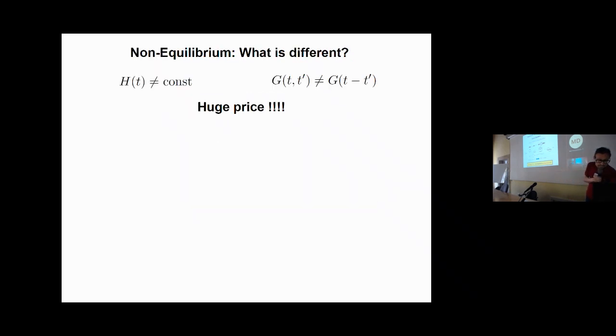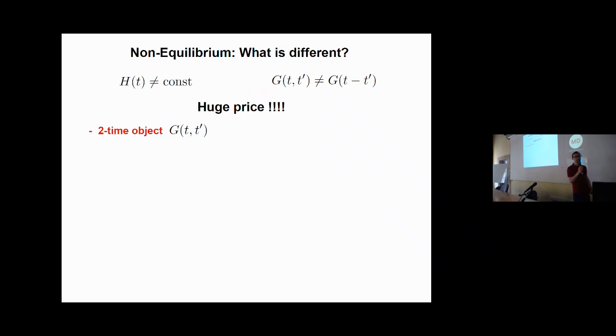Now, let's move out of equilibrium. Out of equilibrium is very different because we have the pump field, the laser pulse, that depends on time. So the Hamiltonian is not constant anymore. And this means that now the Green's function depends on two times. G depends on t and t prime. There is no way to cast the problem in terms of a single variable. It's impossible. And this is a big price to pay. You see, you have to calculate an object that depends on two times.